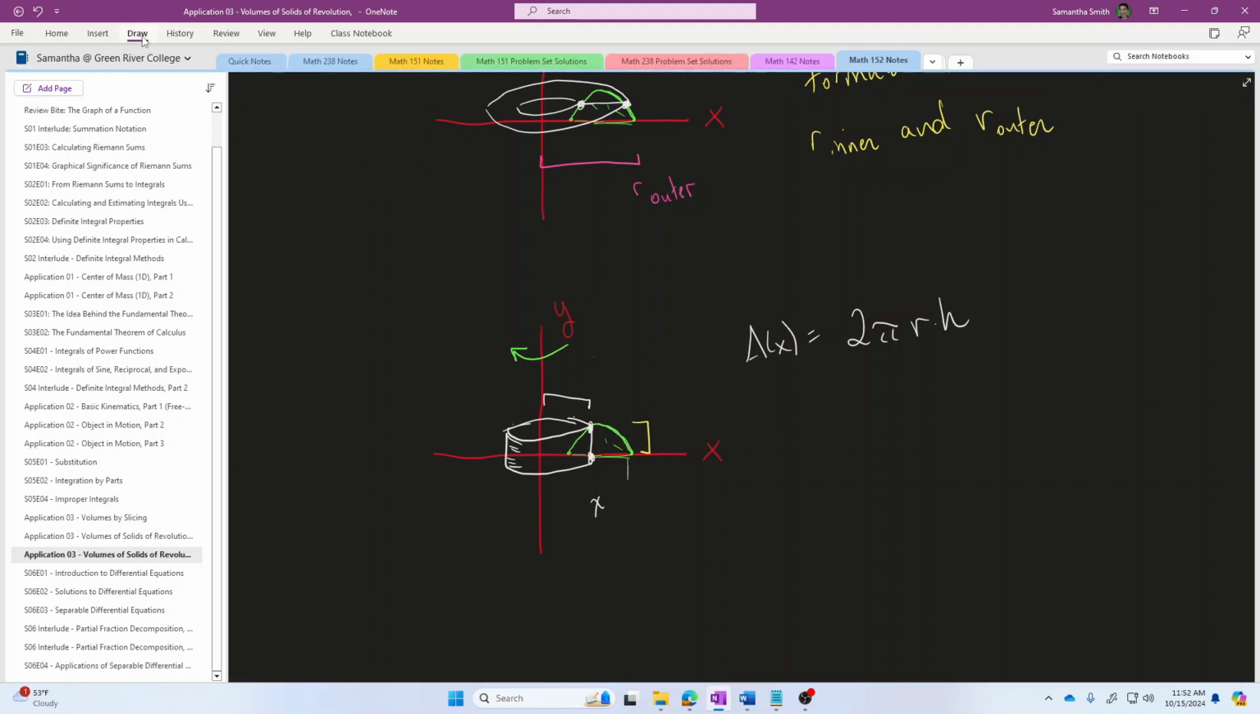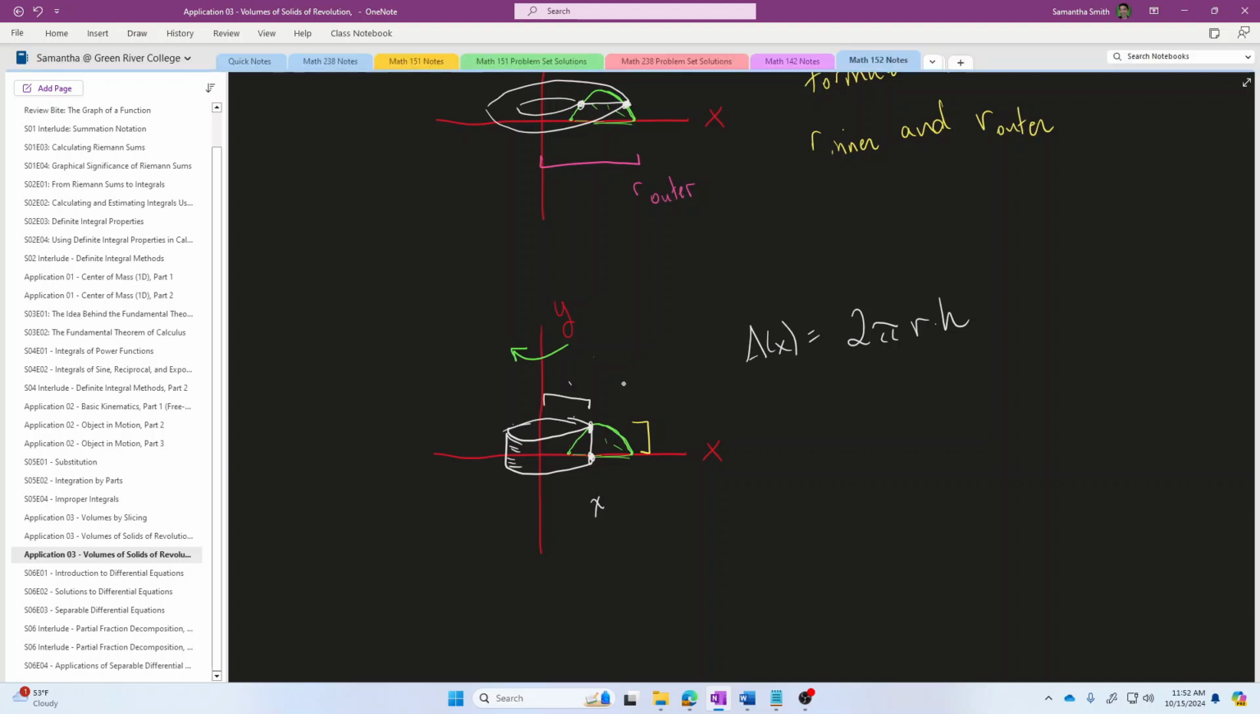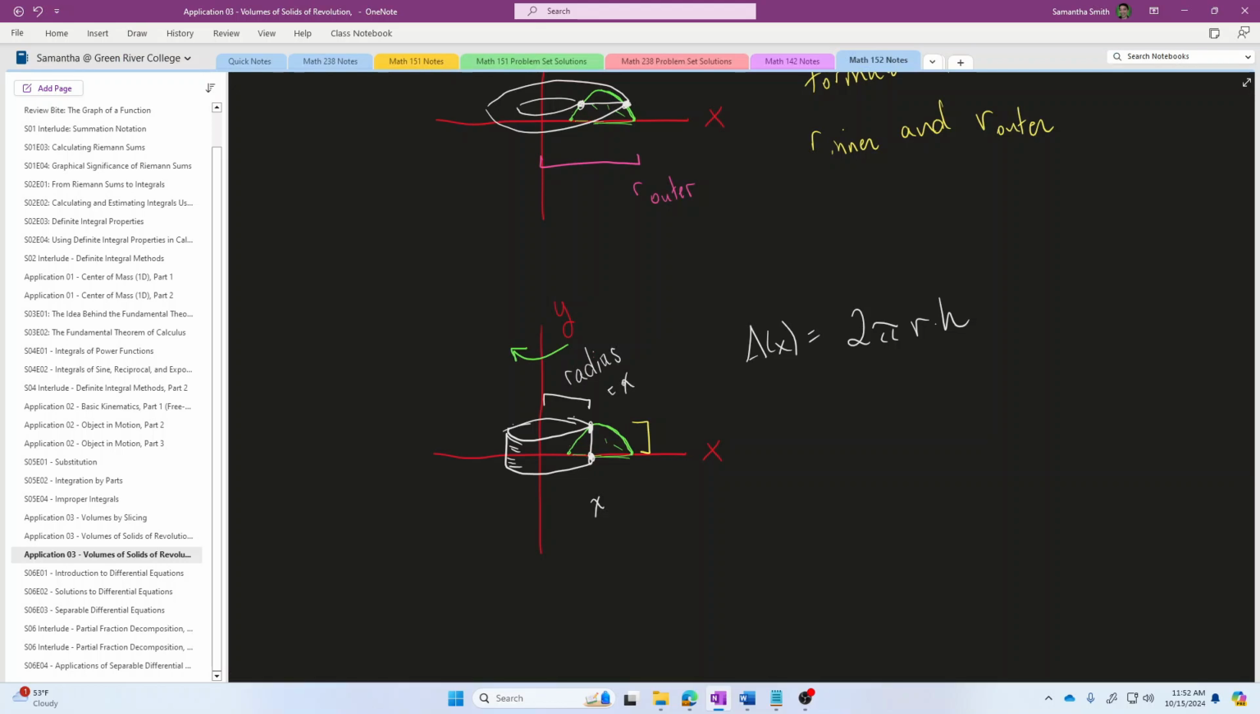Well, looking at the picture, once again, our radius appears to be an exact match to our x-coordinate of the slice, because that radius is extending from this central axis at x equals 0 out to the x-coordinate of the slice. So again, the radius of the slice is x in this particular example.